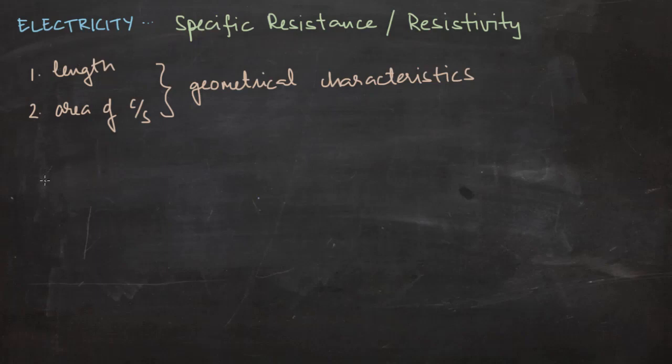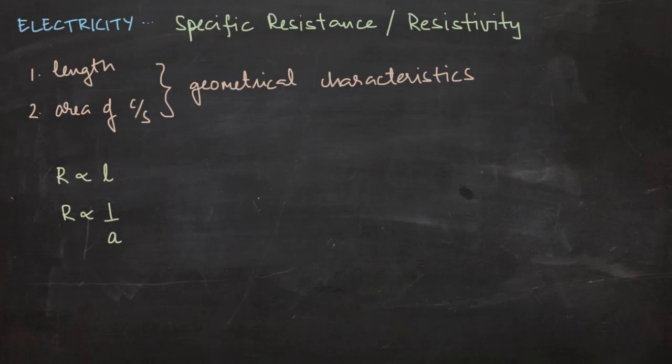So we can conclude by saying that the resistance of a wire is directly proportional to the length of the wire, and the resistance is inversely proportional to the area of cross section, right? What does this mean? It means that if my length is doubled, the resistance would be doubled. Whereas if my area of cross section would have been doubled, the resistance would be half, right?